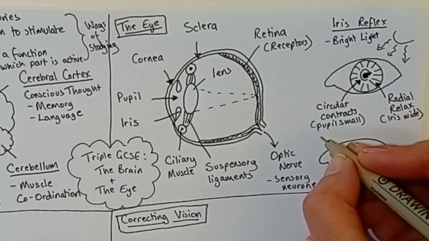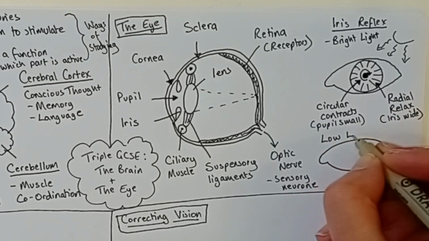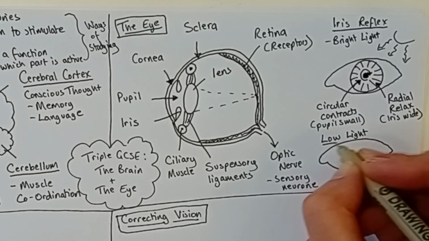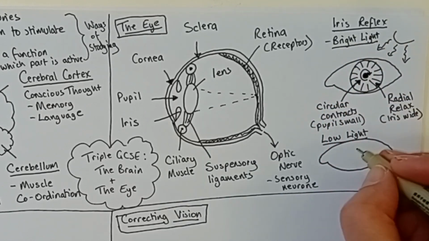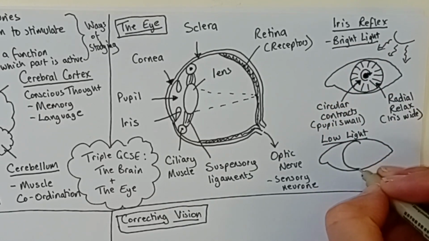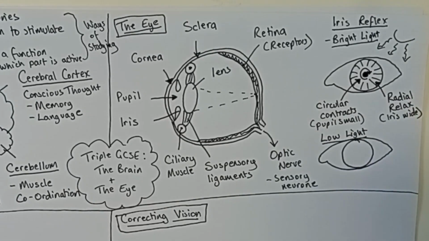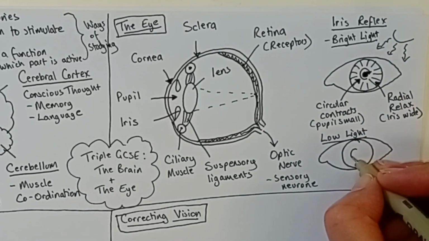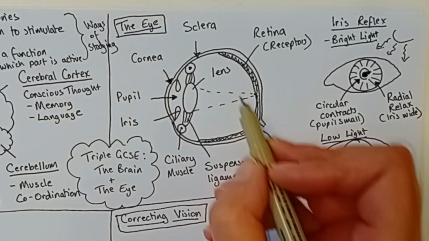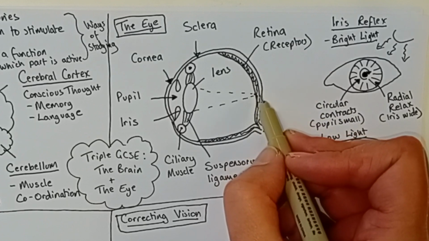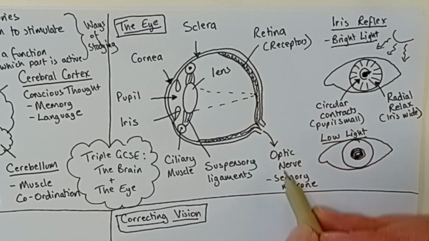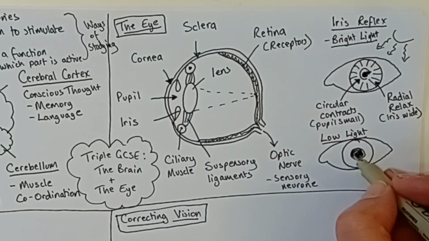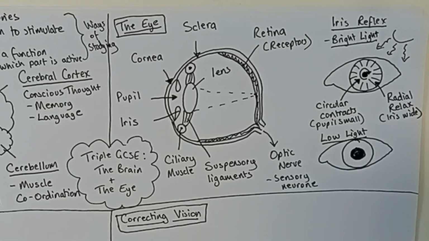So if we go into low light intensity, draw our iris again. The overall size of the iris doesn't change shape, it's just the pupil in the middle. If there's not much light, then you want as much light as possible to get in to your eye so that you can activate the receptors in the retina and send a message to the optic nerve so you can see. So this time, the pupil wants to be big.